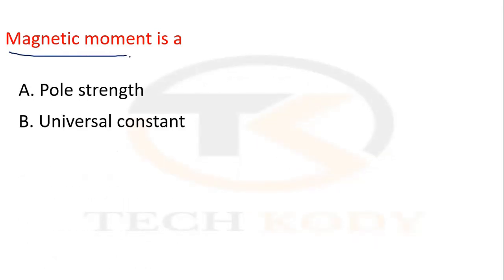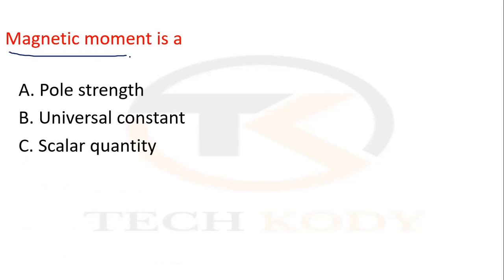Here you can see that the magnetic moment is a pole strength, universal constant, scalar quantity, or vector quantity. The magnetic moment is a vector quantity.